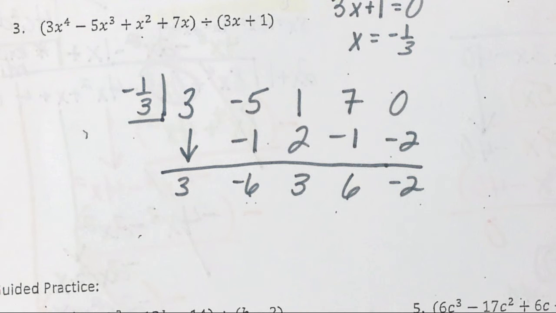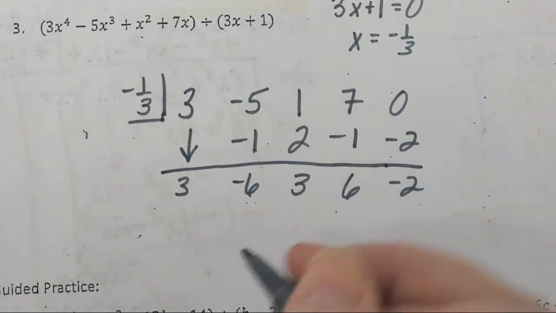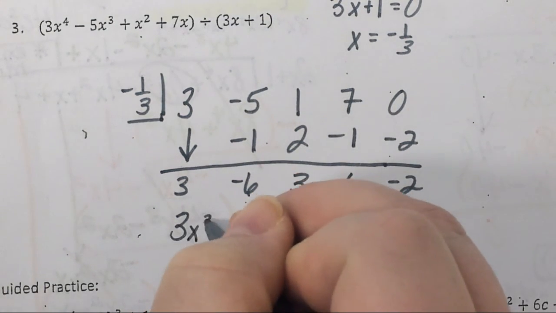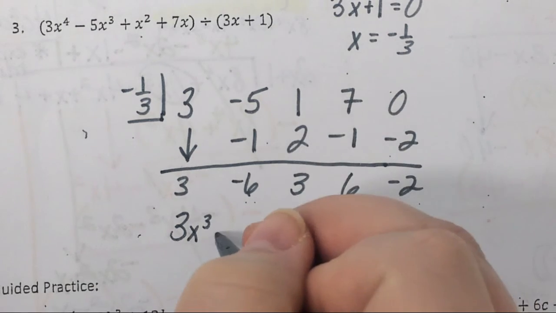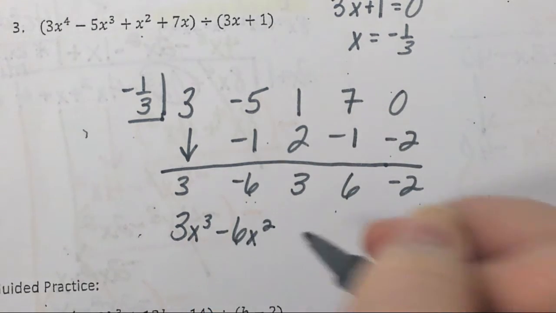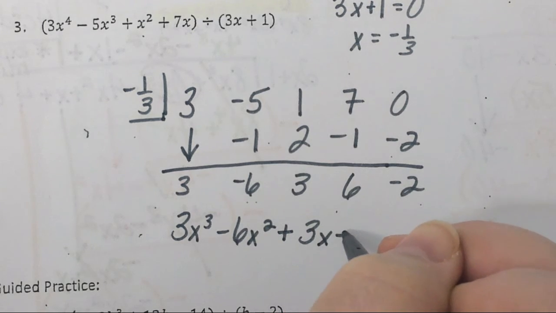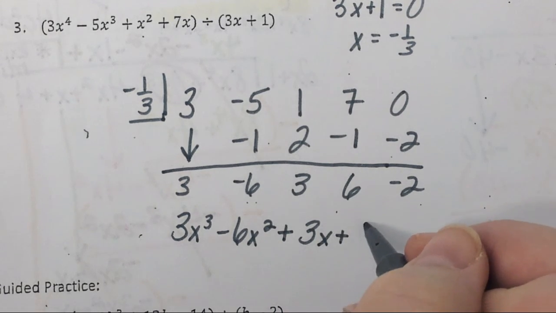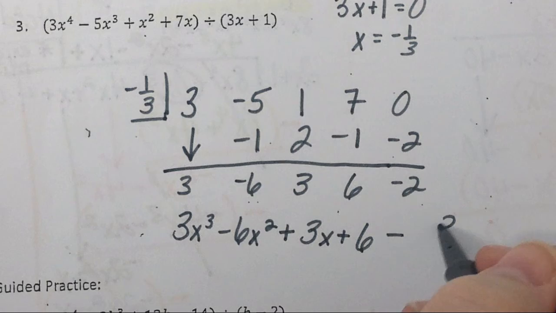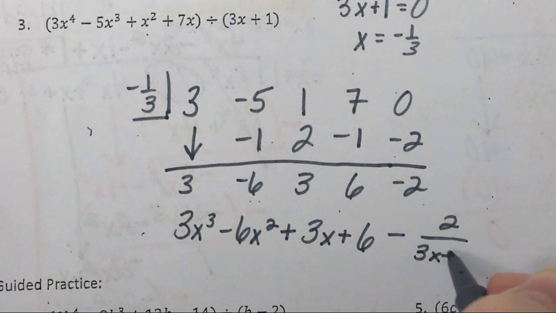Okay, so my answer is 3x to the third, because it was an x to the fourth, I dropped down 1, minus 6x squared, plus 3x plus 6, minus 2 over 3x plus 1.